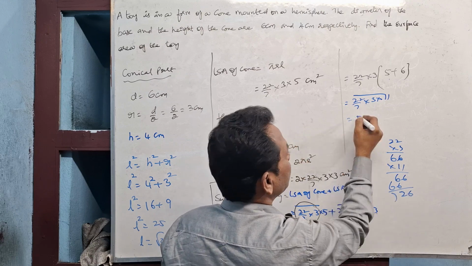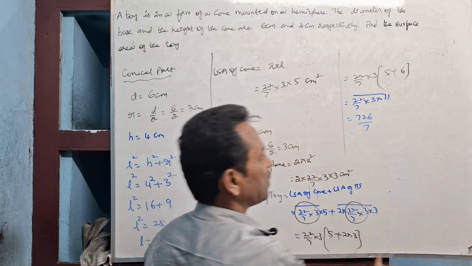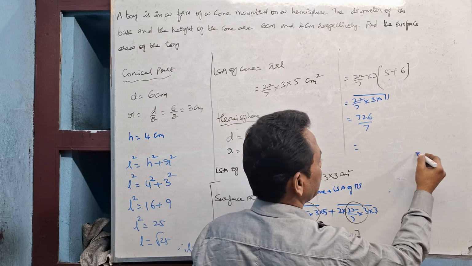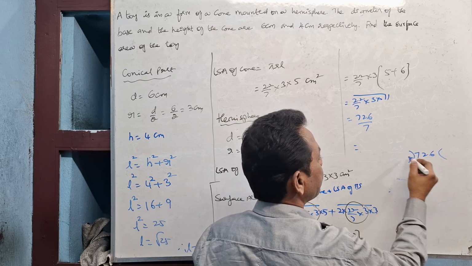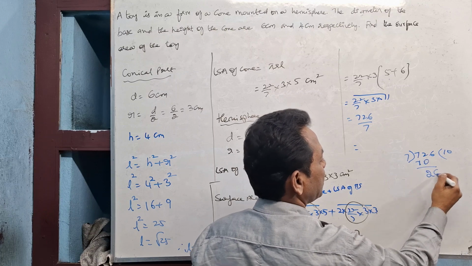We will get here 726 divided by 7. Okay, bacho? Understood everyone? Right, next one. Let me go for division. So 726 divided by 7. So with 7 tens are 70. So we have 26 here.